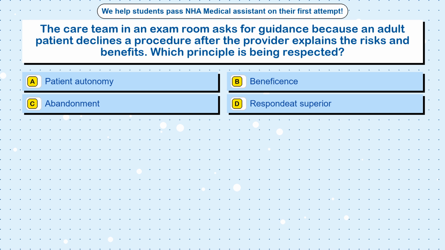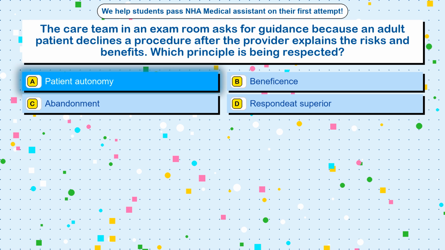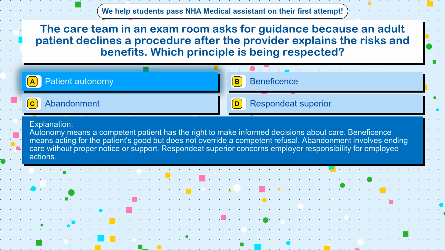Option A. Patient autonomy. Option B. Beneficence. Option C. Abandonment. Option D. Respondeat superior. The correct answer is option A. Patient autonomy. Autonomy means a competent patient has the right to make informed decisions about care.